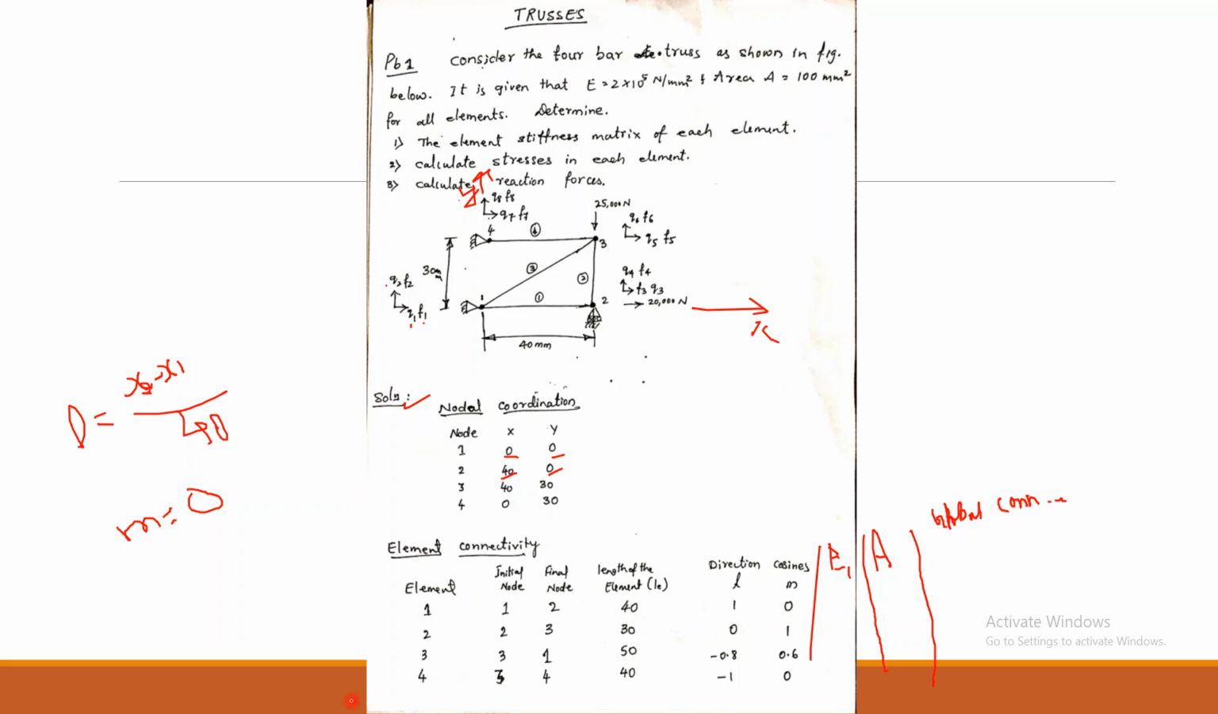Later on, the Young's modulus. Since only one value is given for Young's modulus, and that is common for all the truss members, write down that Young's modulus is 2 into 10 raised to 5, and area is 100 mm square. After that, global connectivity. Here you should be careful. Global connectivity starts from node 1 to node 2, that is, Q1, Q2, later on Q3, Q4. So like this, it depends on the initial node and final node. After that, node 2.